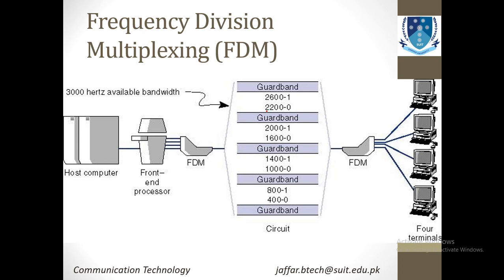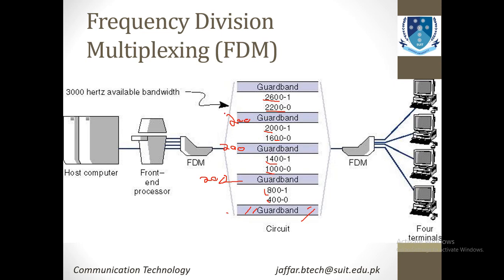You can see that from 2200 to, let's say, 2600, and then it starts from the bottom side. First you have to leave some guard band to reduce the interference, and then you start your frequency from 400 to 800, and then again you leave the guard band of 200 and start from 1000 and go towards 1400, and again you leave 200, and then you start from 1600 and go towards 2000, and then again you leave 200, and you start from 2200 and go towards 2600.